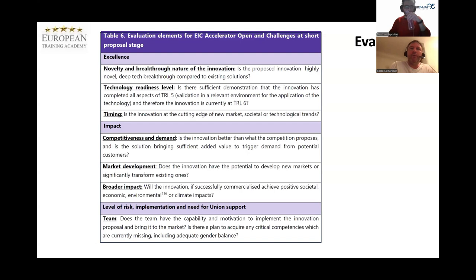Timing. So the wording they use here is the innovation at the cutting edge of new market, societal, and technological trends. And they're saying cutting edge, meaning, is it really the right moment to deploy this? And when I say deploy this, I mean on a mass scale, because what you're doing is not testing it at the level of a small market, that's TRL 5 or even lower, at the laboratory level.